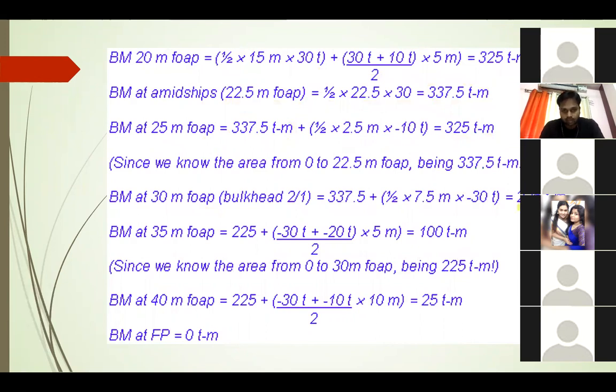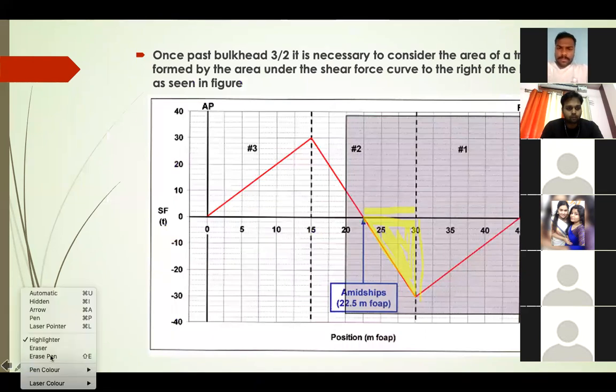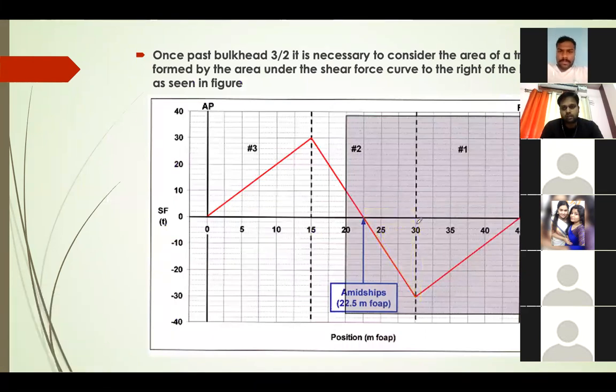Now to calculate BM at 35, what we can do, we have already calculated up to 30 and we got the value 225. So we can keep it till 30, we know the value, it is 225. We need to calculate for the remaining 5 meters. I need to calculate from 30 to 35 only the area.